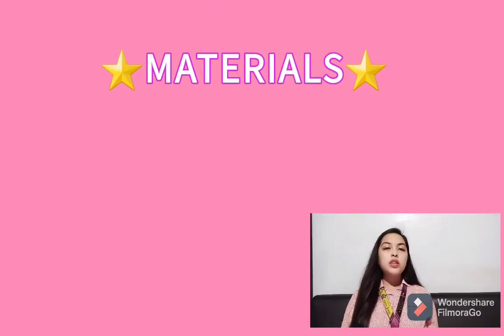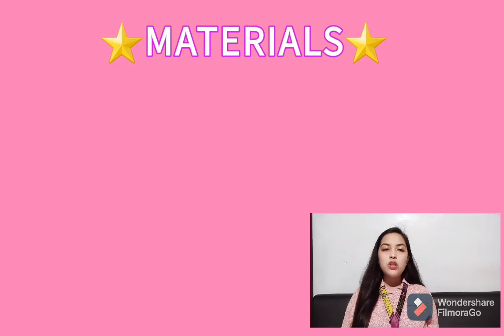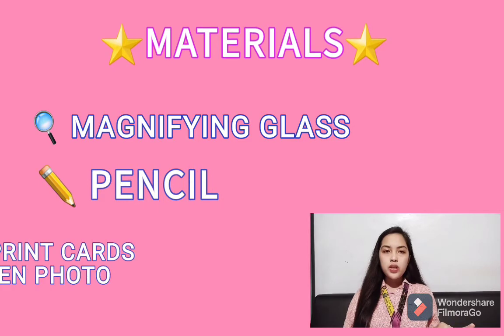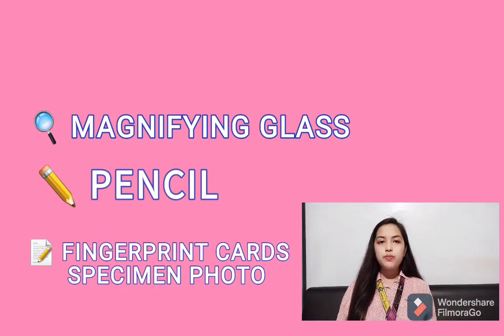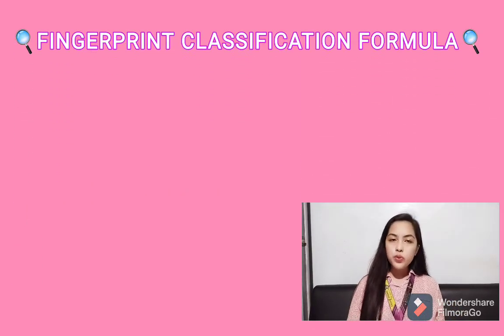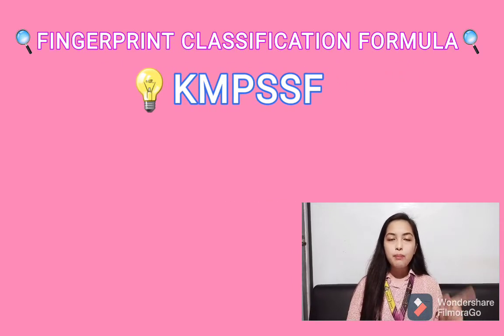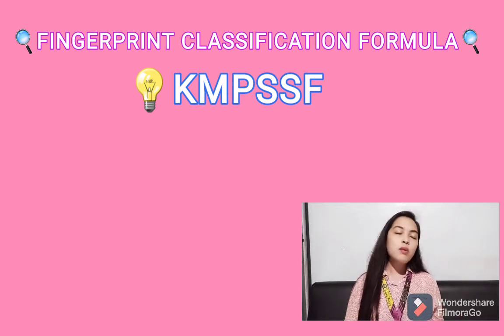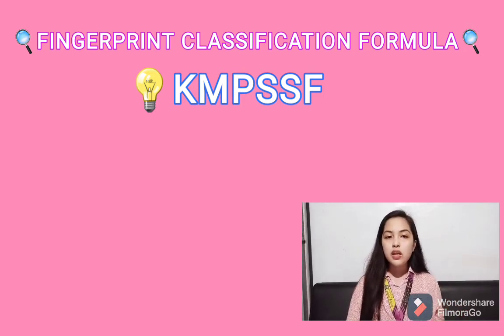Here is the list of the materials that I use in this classification. First is the magnifying glass, the pencil, and the fingerprint card specimen photo. We are going to use the fingerprints classification formula, which is K, M, P, S, S, and F. All of these stand for K for key, M for major, P for primary, S for secondary, S for subsecondary, and F for final.